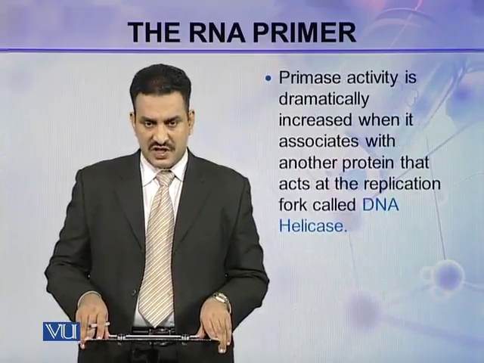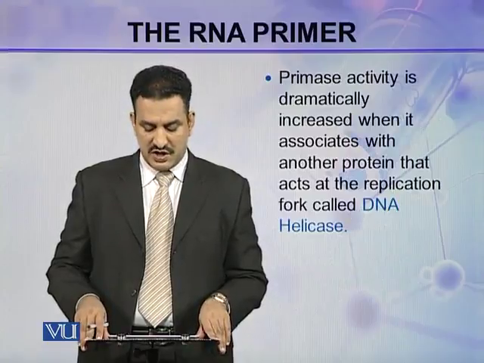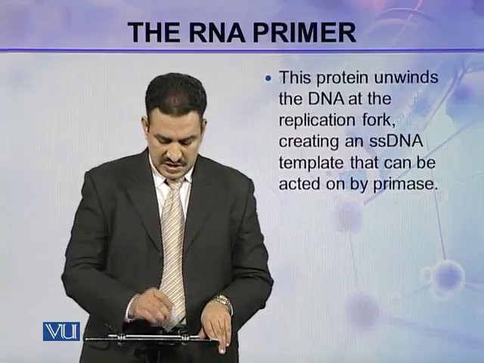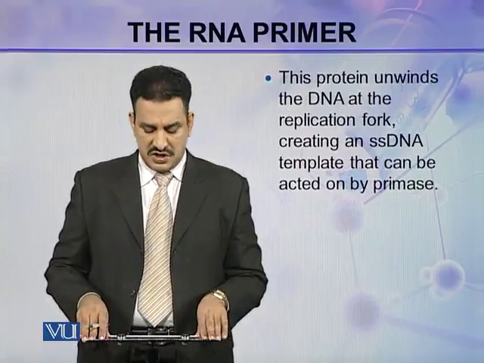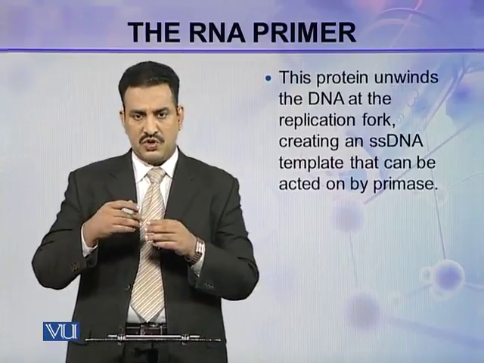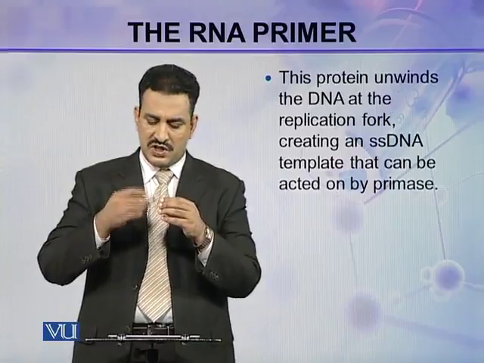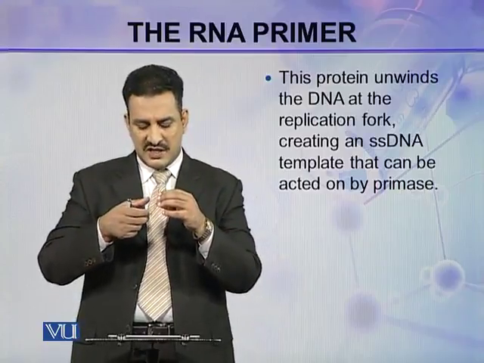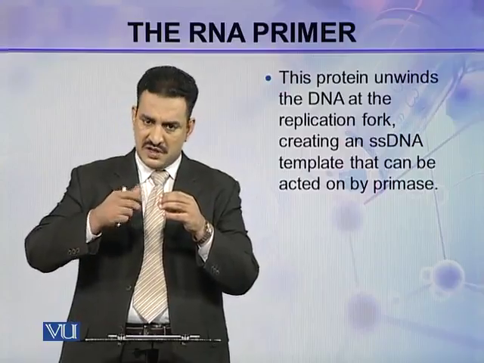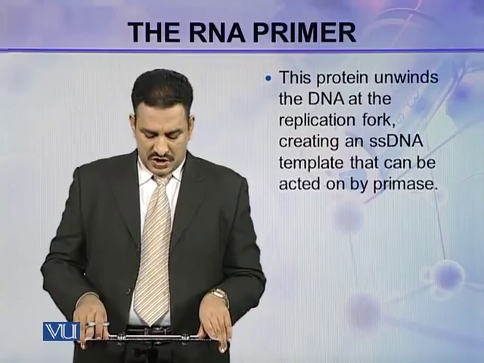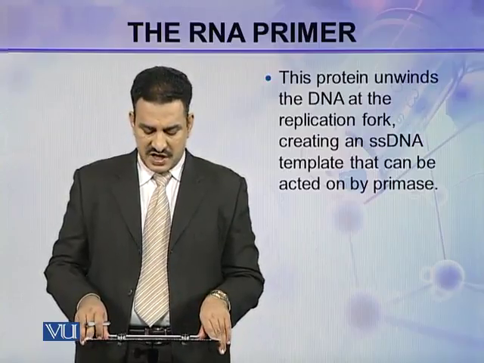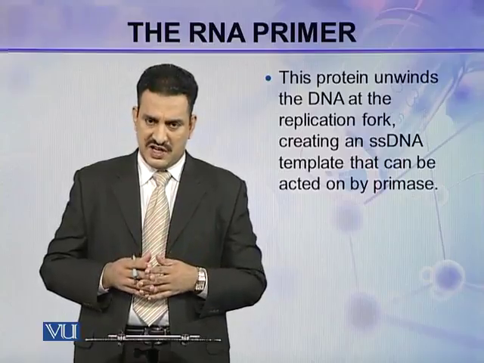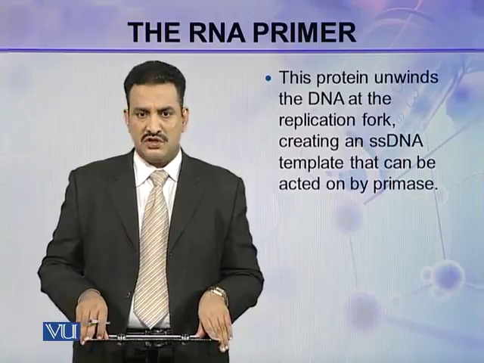Primase activity is dramatically increased when it is associated with another protein that acts at the replication fork, and this protein is called DNA helicase. DNA helicase unwinds the DNA at the replication fork, because you know the DNA molecule is helically coiled. So if this fork keeps on moving, it requires that this winding be unwound. So it creates a single-stranded template that can be acted on by the primase. So the presence of this enzyme DNA helicase helps the DNA primase to synthesize new primers.